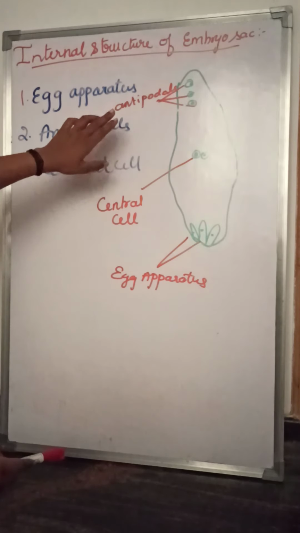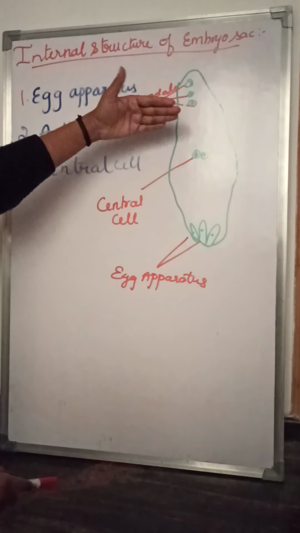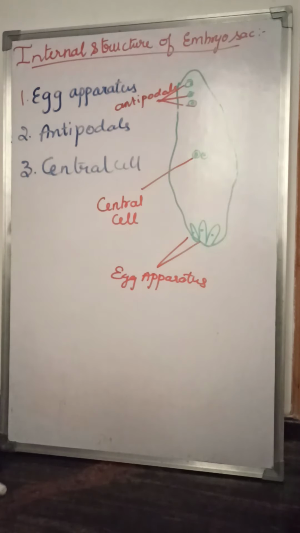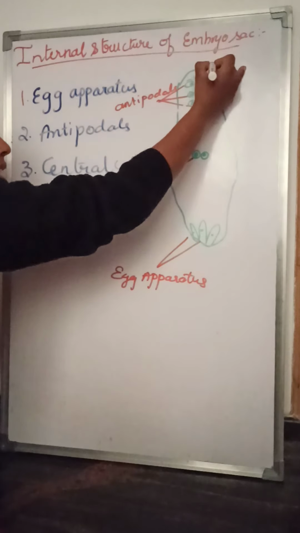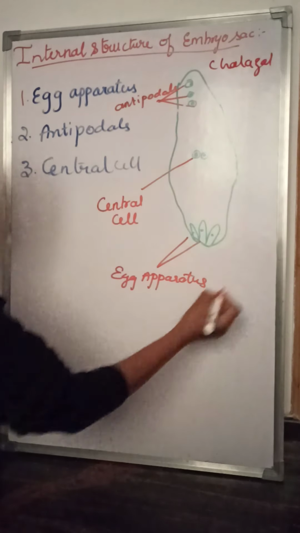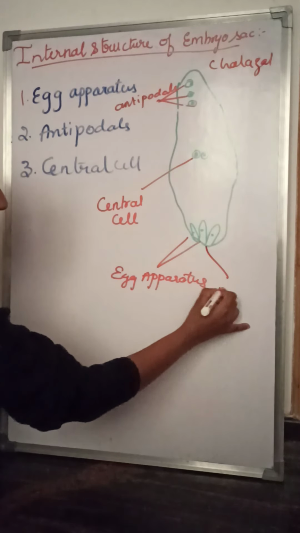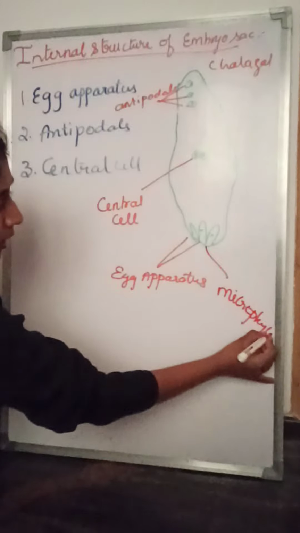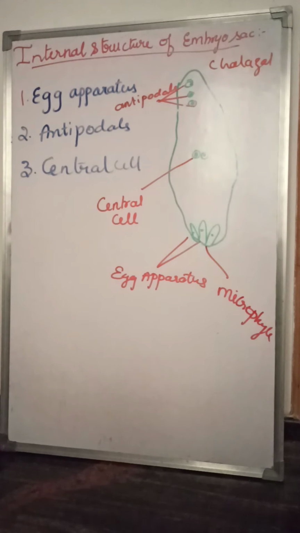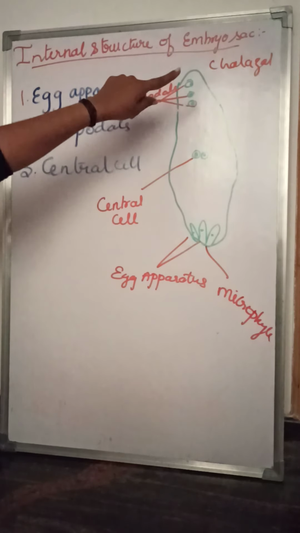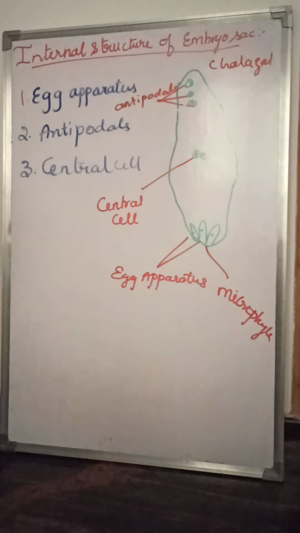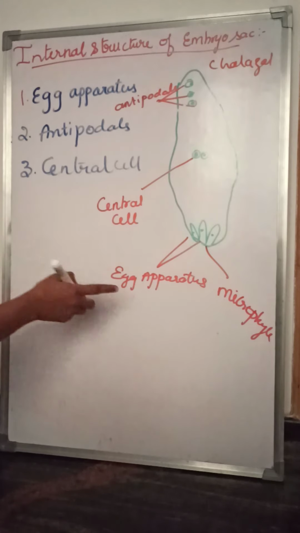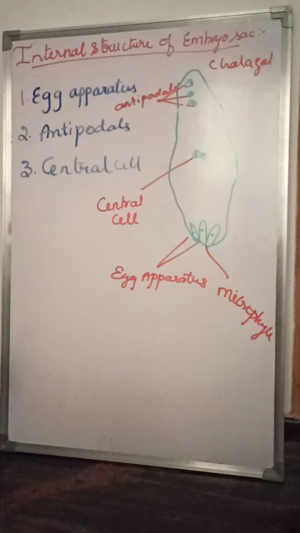In which end are the egg apparatus and antipodals located? You got to know that the antipodals are located at one end and the egg apparatus at the other end. The antipodals are arranged at the chalazal end, and the egg apparatus are arranged at the micropylar end. I'm telling this so you know which side the egg apparatus and the antipodals are present. Understood?